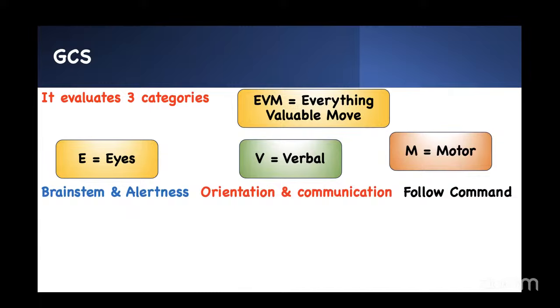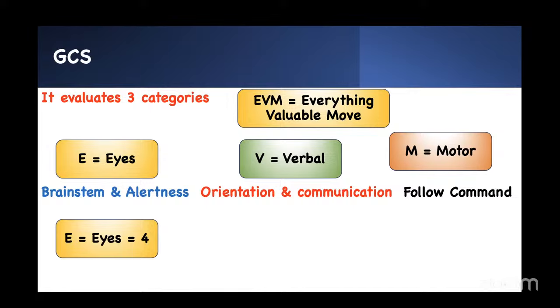Your E usually tests your brainstem and alertness. Your verbal is usually your orientation and communication. And the motor is follow commands. So this is the video I did already, but this is a brief evaluation. If you want details, I will link it in the description and you can watch it.